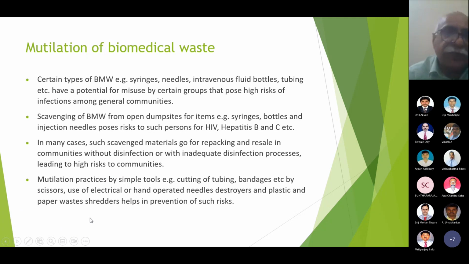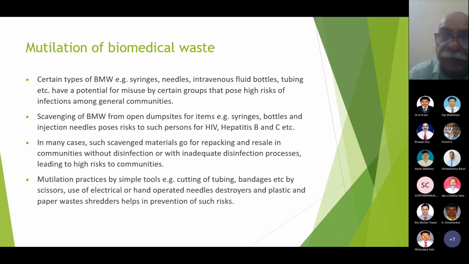Once we have segregated, there are certain types of waste which require mutilation. Mutilation means destruction of their form and structure. For example, syringes, needles, IV bottles, tubings, etc. They have a potential for misuse by certain groups, and these then pose a high risk of infection among the communities.